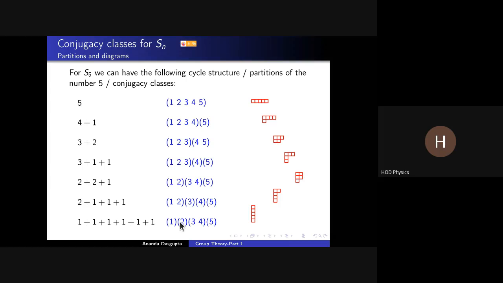But what I really mean is a cycle on its own, that is, 1 doesn't move, 2 doesn't move, 3 doesn't move, 4 doesn't move, 5 doesn't move. So these are different examples of elements in a conjugacy class. And these 7 different ways of splitting up the number 5 into non-negative integers is actually what is called the partitions of 5. It's also the number of conjugacy classes. And each of these here are just examples.